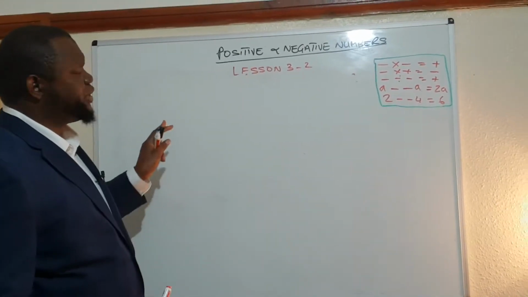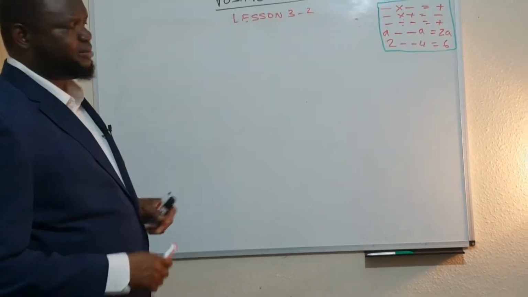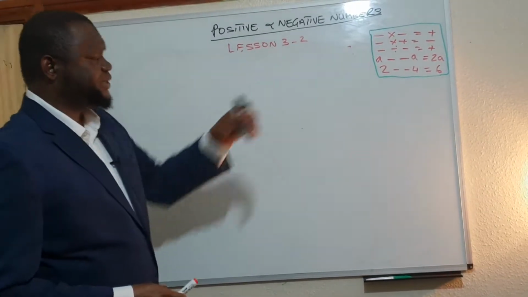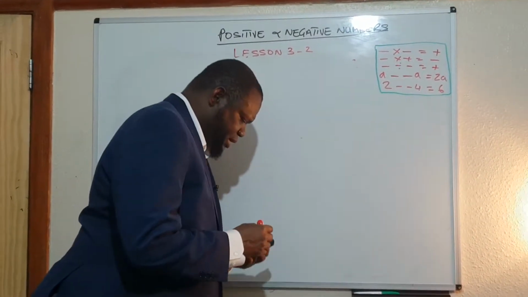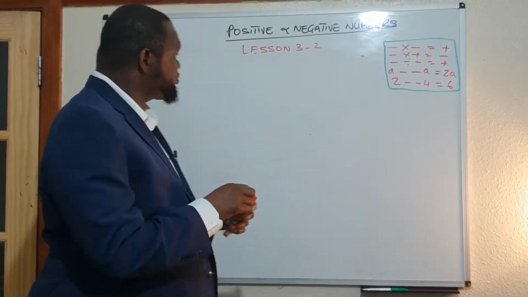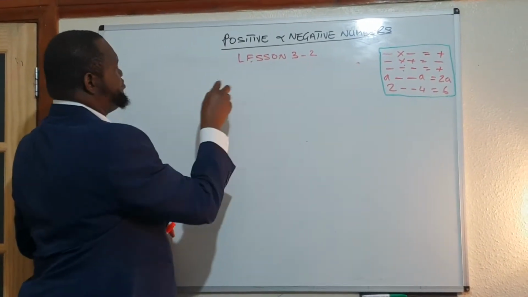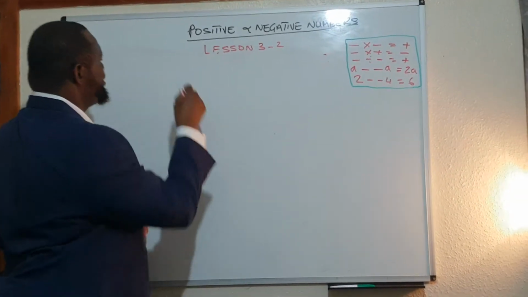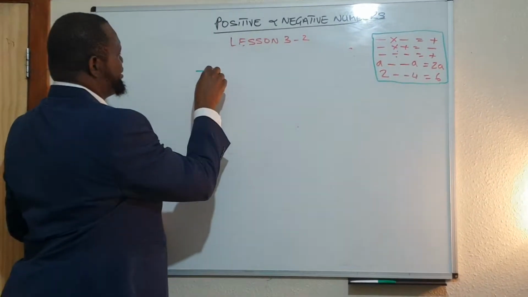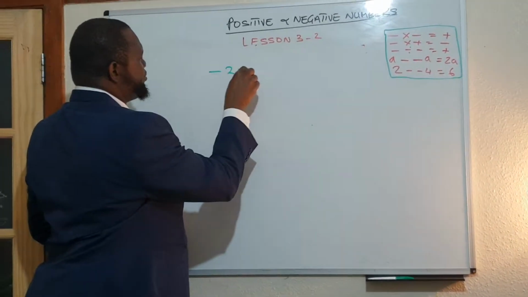We deal with multiplying positive and negative numbers. Now we're going to do the rest, okay? That means we have to do more examples. Now we said minus times minus will always be positive, okay? So minus 2 times minus 4.